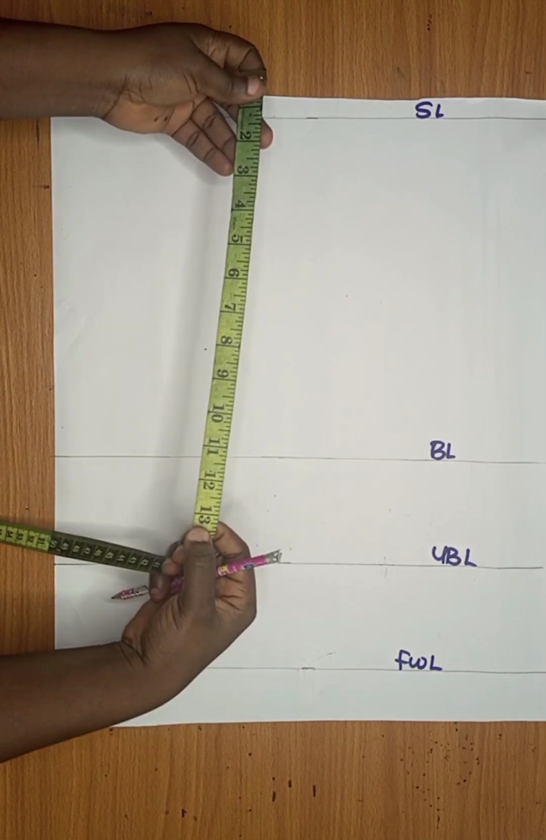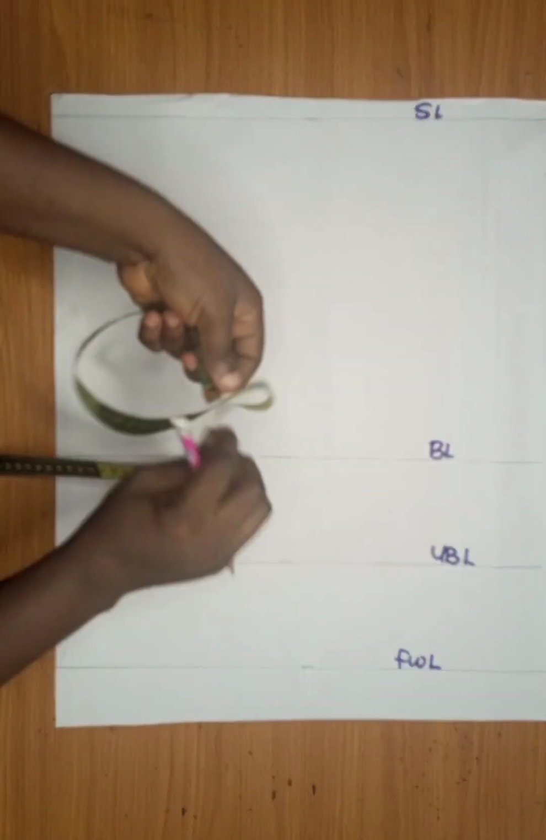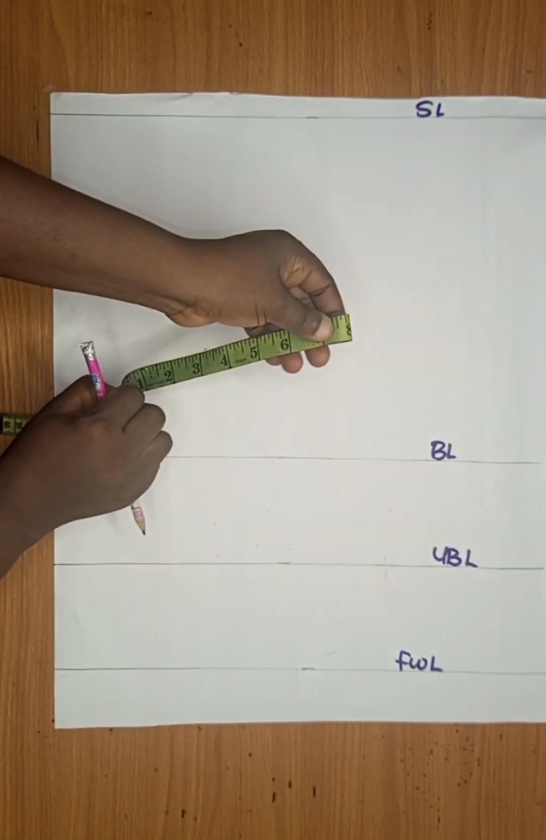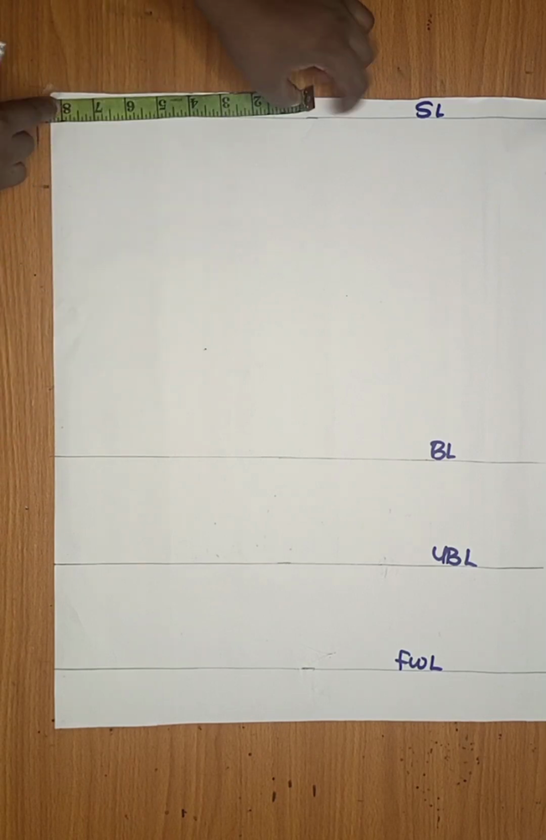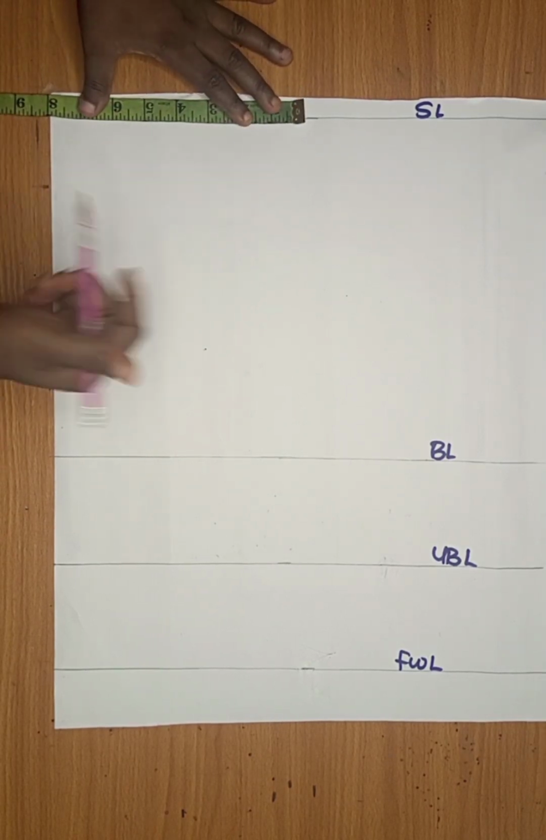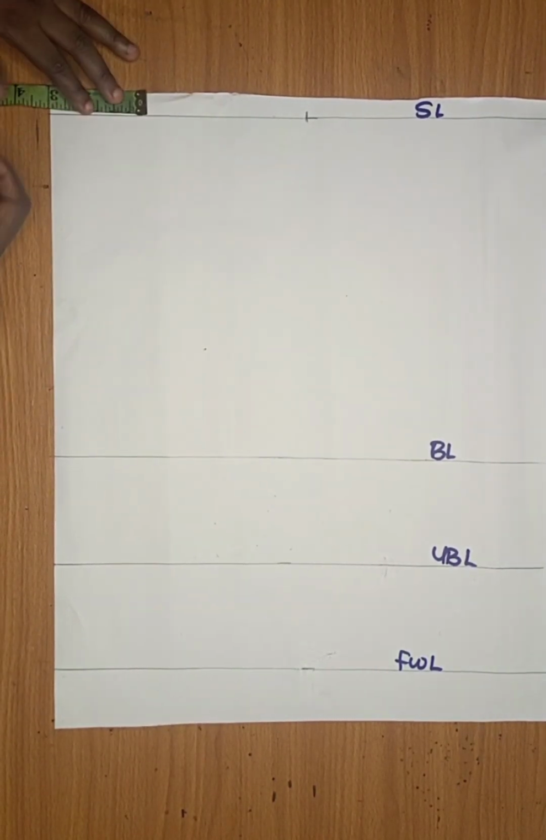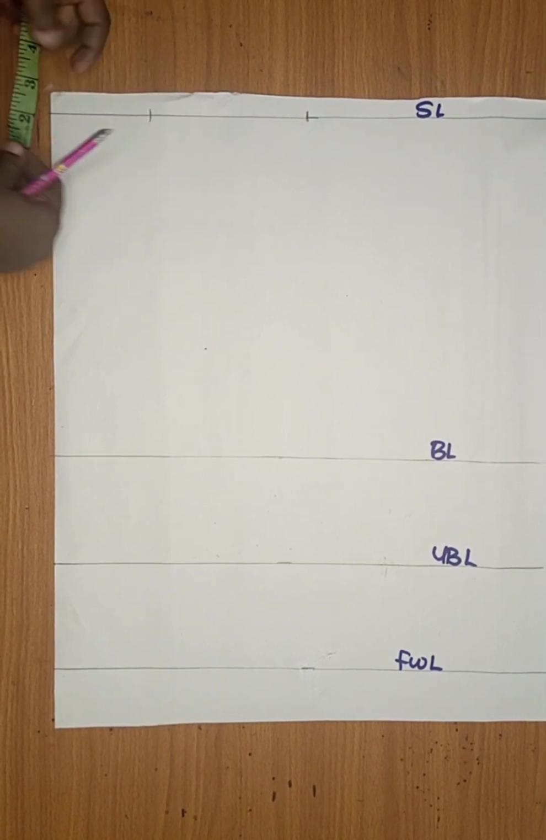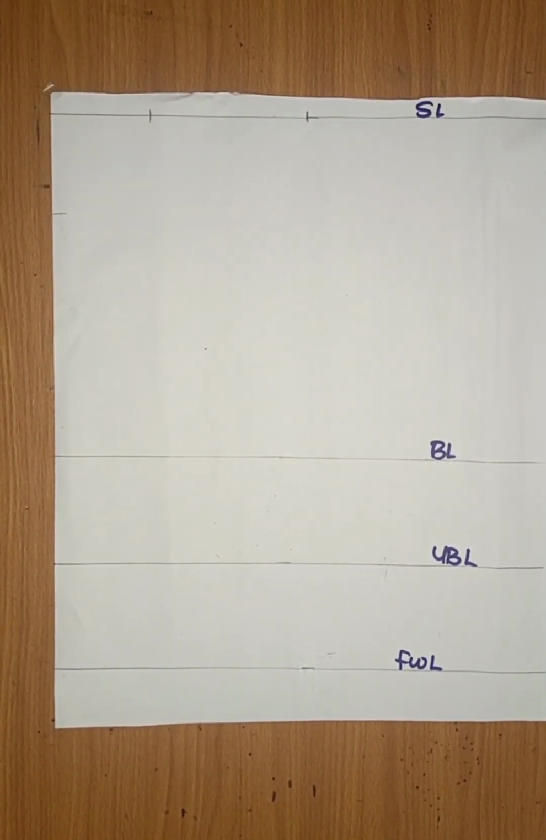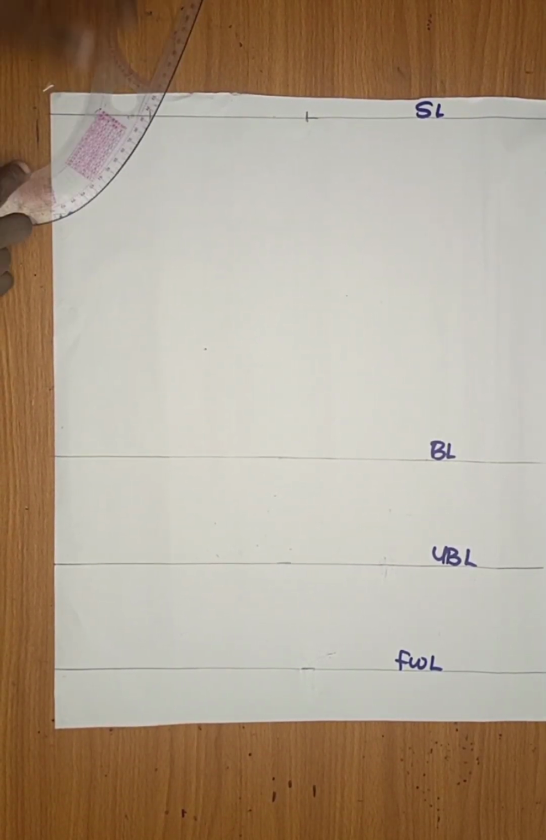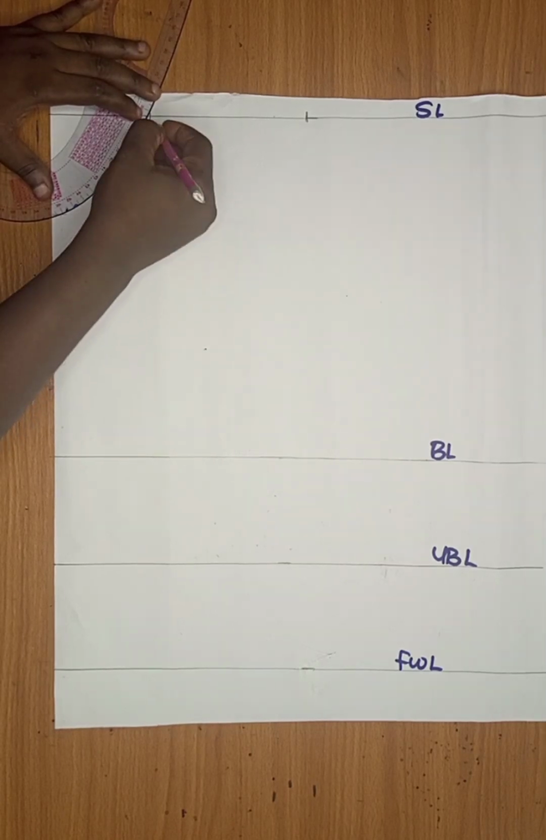The next thing I will do is to divide my shoulder measurement by 2. After dividing 16 inches by 2, what I have is 8 inches. I will place it on my shoulder line. And then I'll mark 3 inches for the neck wideness, 3 inches for the neck depth. I'll go ahead to connect the neck points together like so.